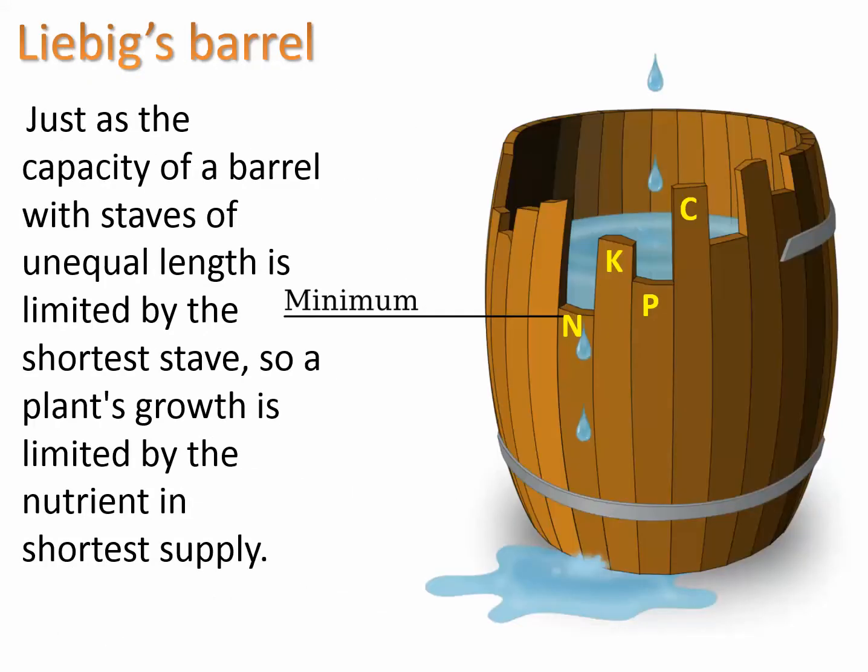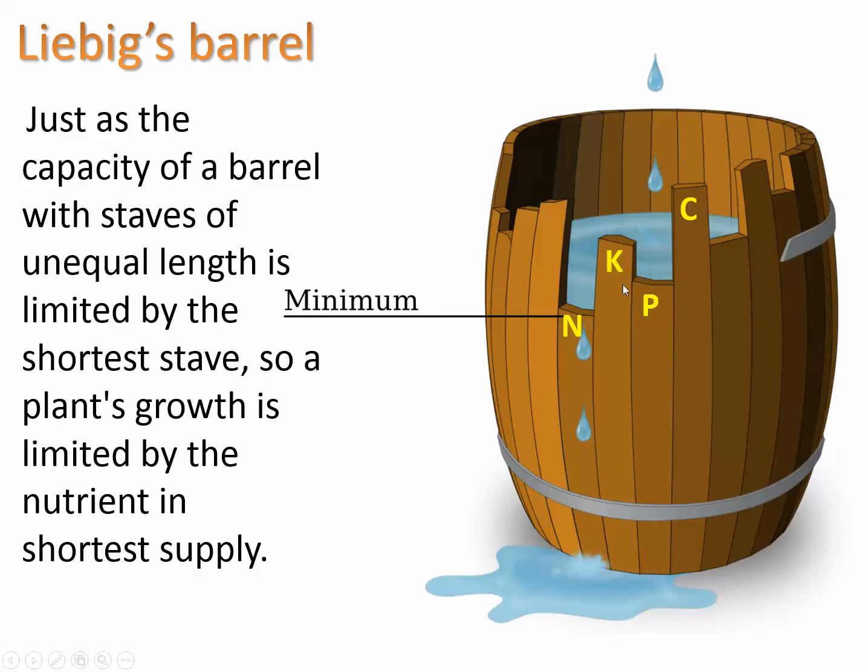So here's an analogy. It's called Liebig's barrel. Just as the capacity of a barrel with staves of unequal length is limited by the shortest stave, so a plant's growth is limited by the nutrient in shortest supply. And stave means the wood board that forms the barrel. So here we can see that the water is going to only go as high as the lowest one. And so imagine these are nutrients in the soil: nitrogen, potassium, phosphorus, carbon.